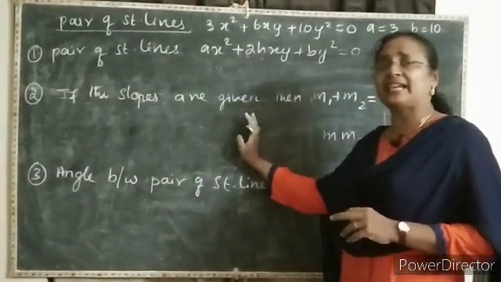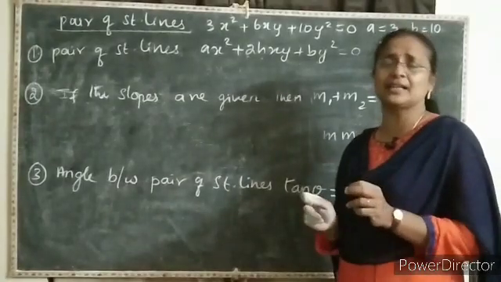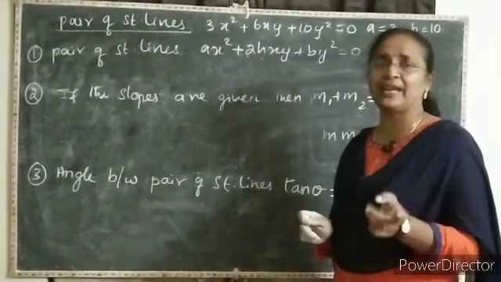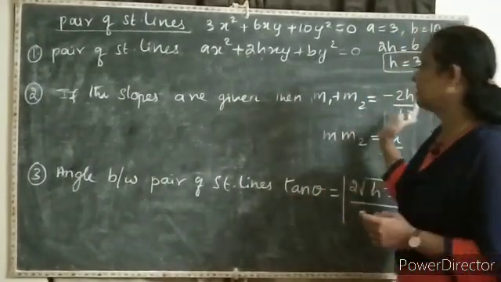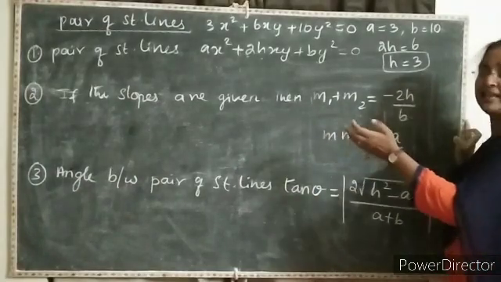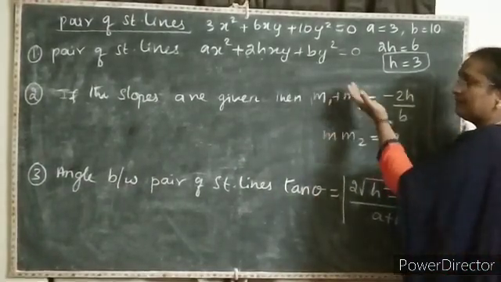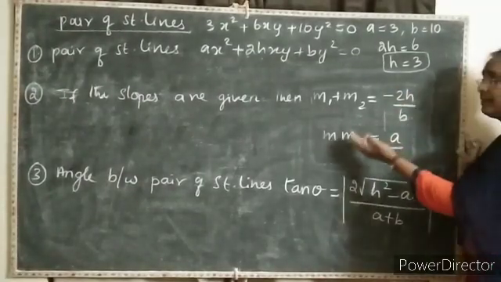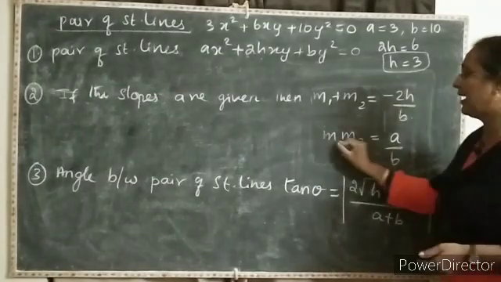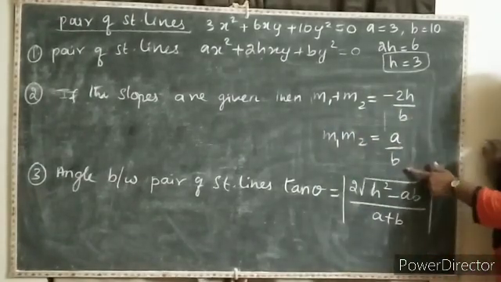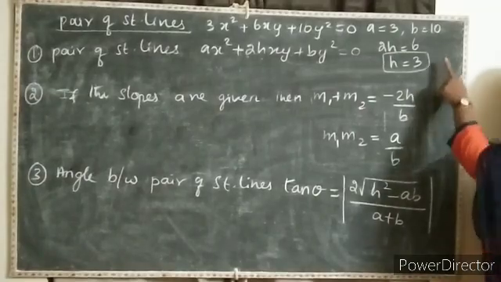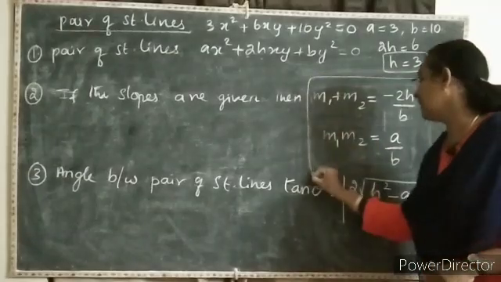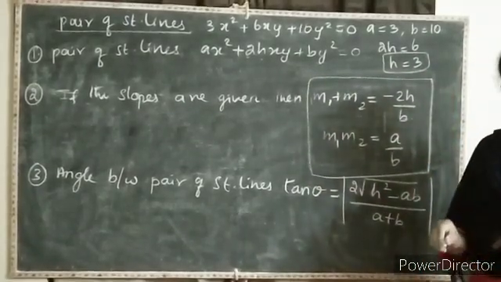Now we'll move on to the second one. If one straight line has a slope m1 and the other straight line has a slope m2, then the sum of the slopes m1 plus m2 is equal to minus 2h divided by b, and the product of the slopes m1 into m2 is equal to a divided by b. So now we know how to find the values of a, b and h. This is also a very important formula to be learnt.